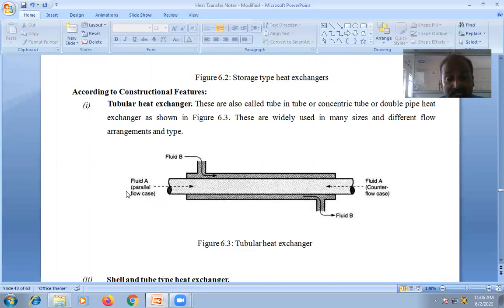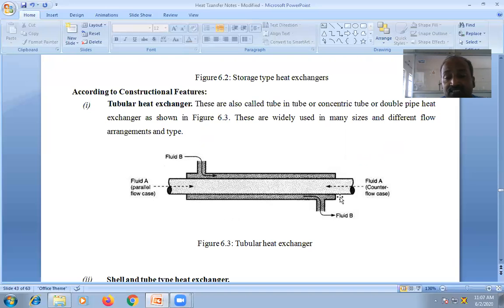First we will take the parallel flow. So fluid A is going in the forward direction, and fluid B is coming inside and going outside. This is parallel flow, meaning fluid A and B are in the same direction, or fluid B is going forward in the right direction.